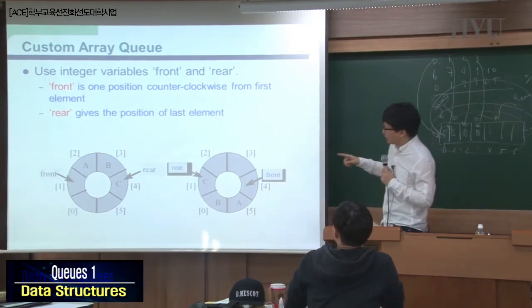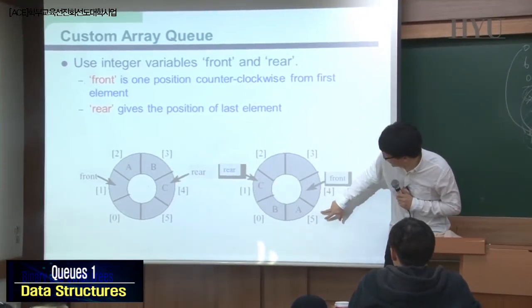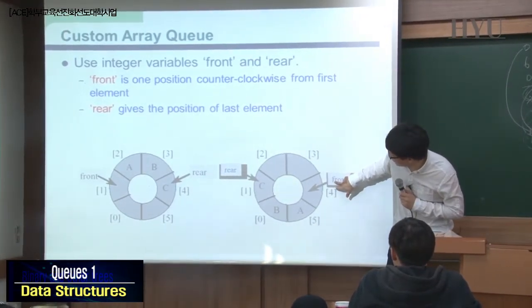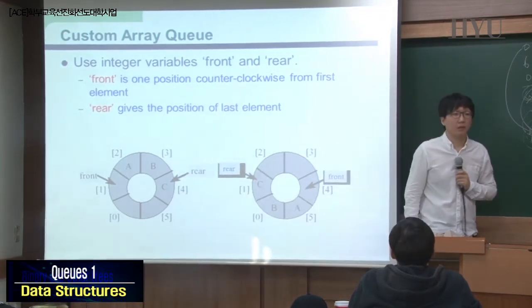Okay. It's another example for front. If ABC is lying like this, front in this case is 4, rear is 1.